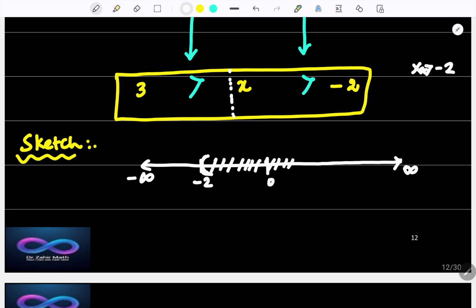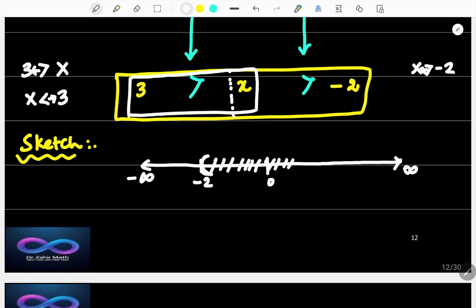You keep going like this. We don't know until where it goes, so let us wait because we have one more part. This part says 3 is more than x, where the mouth is open towards 3. So x is less than 3. For example, let's say this is your 3. Less than 3 means it goes this side. So this way you are going to sketch it. Clear all of you?